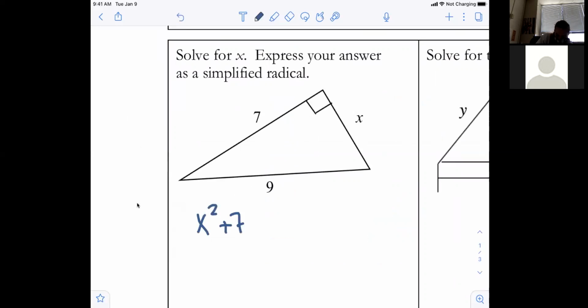I'm going to do x squared plus 7 squared equals 9 squared. X squared stays as x squared. 7 squared is 49, and 9 squared is 81. It's important though.